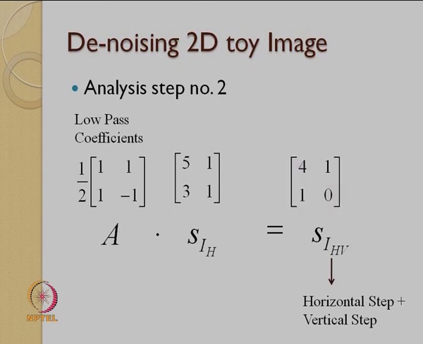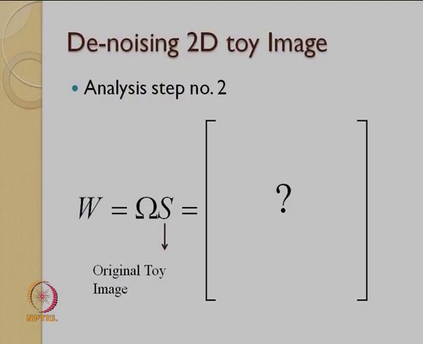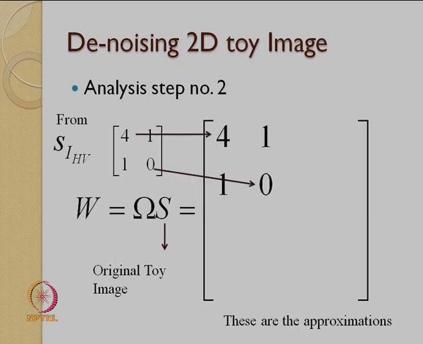And now using this information, if I want to finally write down how the matrix is going to look in the wavelet domain, let's call that matrix W. This is the original signal that we wanted to analyze. And so, I can very well write this down in an interesting manner. I will take the S of I H V that we have calculated. Now, I will have to distribute it back so that it will occupy only the approximation values, and then I will have to fill in the rest of the details.